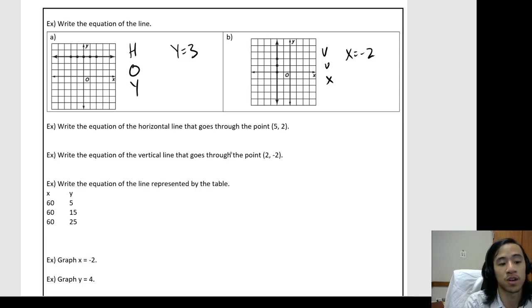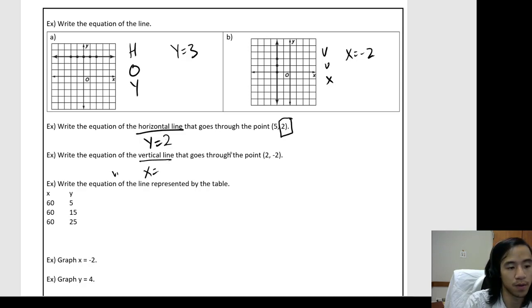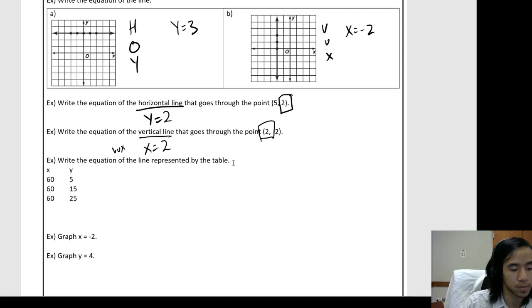Write the equation of a horizontal line that goes through this point. Horizontal is going to be y equals. And you're going to ask, what is y equal to? Whatever the y value is in the point. Right now the y value is 2, so it's y equals 2. Write the equation of the vertical line. Vertical line is x equals, VUX. It's going to be x equals whatever the x value is of the point, so x equals 2. As you can see, we have a whole bunch of x values at 60, so this is just going to be x equals 60.